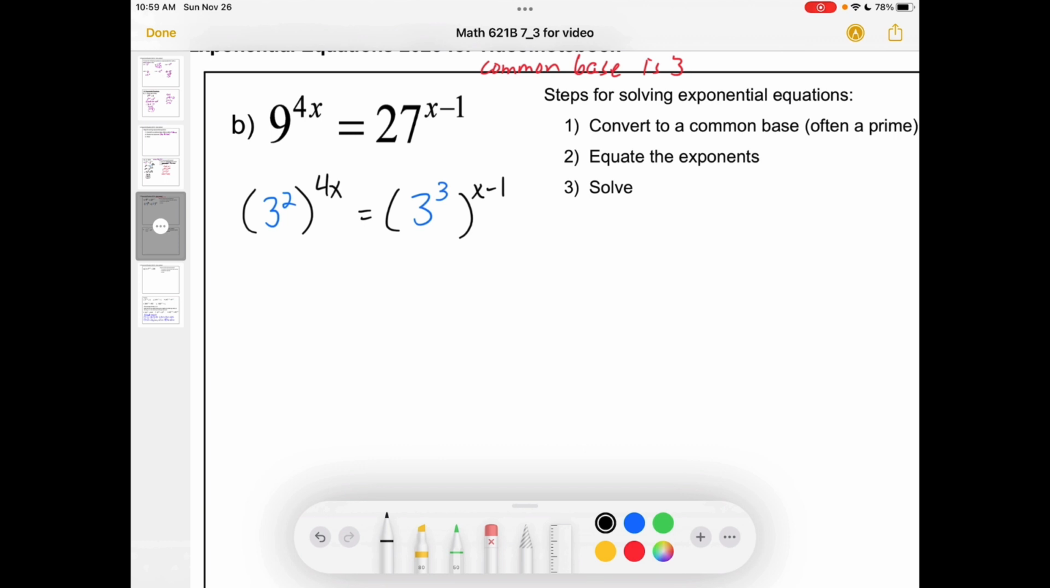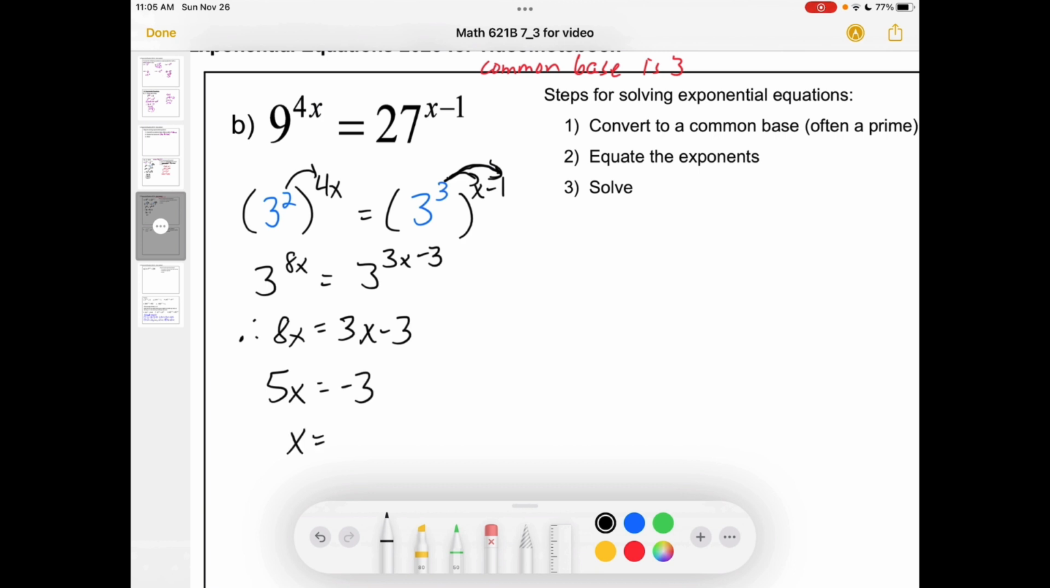Next, we're going to clean it up a bit. So powers to powers means we multiply the powers. On the left side, we get 3 to the 8x. On the right side, we get 3 to the 3x, and be careful here. Make sure you distribute this 3 all the way over to the x and the minus 1. So we have 3x minus 3. At this point, we can drop the bases. So we can say, therefore, 8x, you don't have to say the therefore, but it's kind of nice, is 3x minus 3. We could move the 3x over, so we get 5x equals negative 3, or x equals negative 3 over 5.